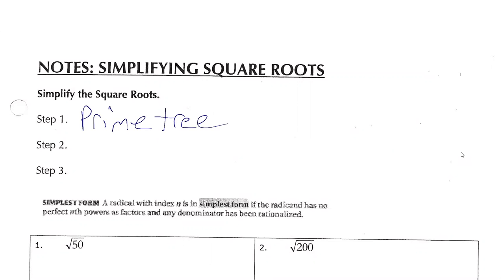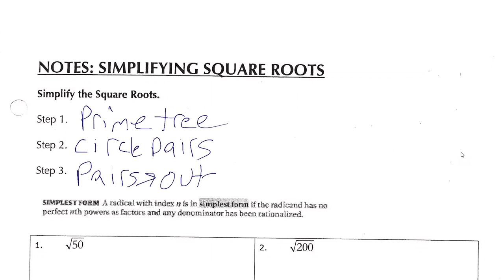Step two: once we write out our prime tree, we're going to circle pairs. And then the idea is pairs come to the outside. I call them the leftovers. The leftovers go underneath, or I'll say go on the inside. Or here, I'll just put inside.